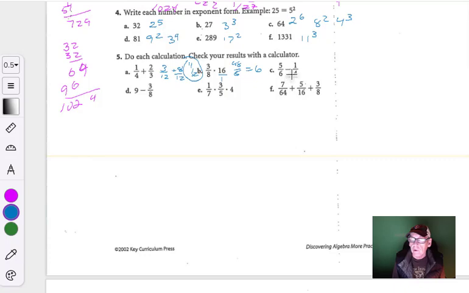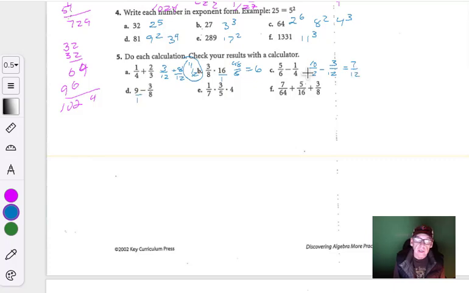Okay, for 5/6 take away 1/4, the least common multiple is going to be 12 for these, so I have to put them both over 12. 2 times 6 makes 12, so I do 2 times 5, I get 10. And we're subtracting. It takes 4 times 3 to make 12, so 3 times the numerator is going to be 3. 10/12 take away 3/12 gives us 7/12.